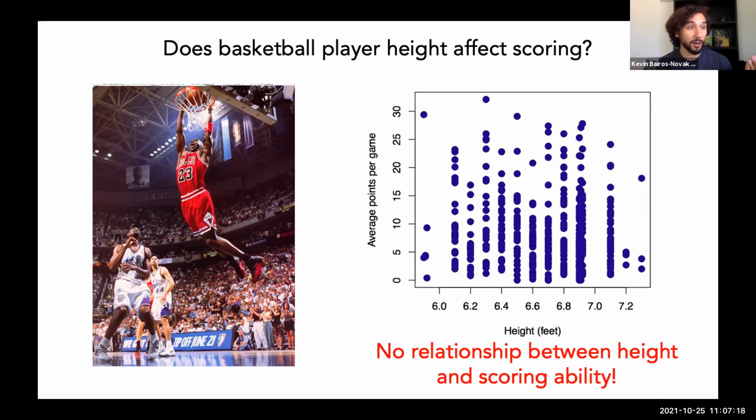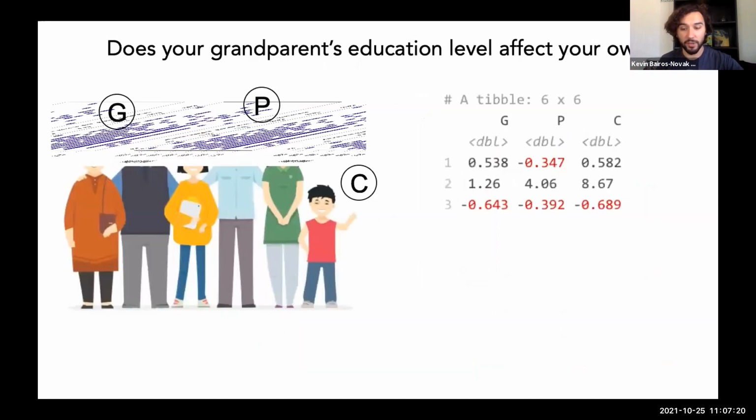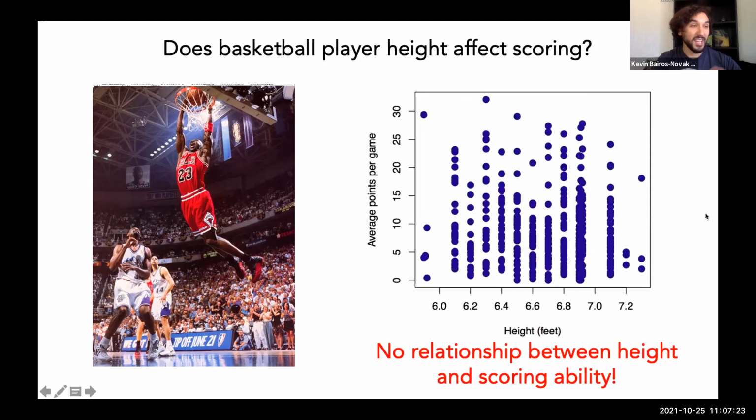It doesn't matter how tall they are, they still score about the same. If we put a line through it, I don't have the line on it, it would basically be a flat slope, no relationship. And this is kind of surprising, right?